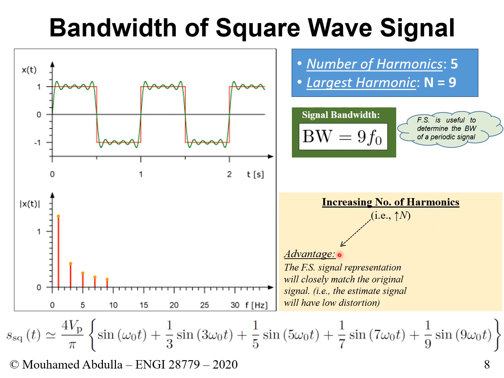So the key advantage, like I mentioned to you in here, is that the Fourier series signal representation will closely match the original signal. Still some ripples. You could get rid of the ripples as you increase even more the harmonics, maybe up to 40, up to 50, but it will closely match the original signal. You will have less distortion as you increase the number of harmonics, or as you increase the number of n.